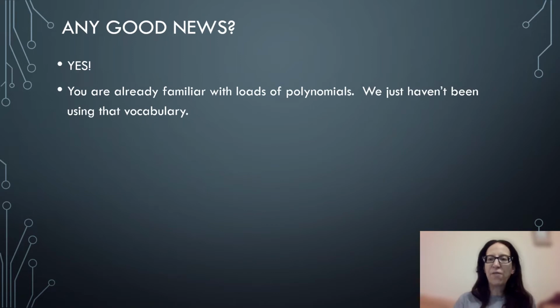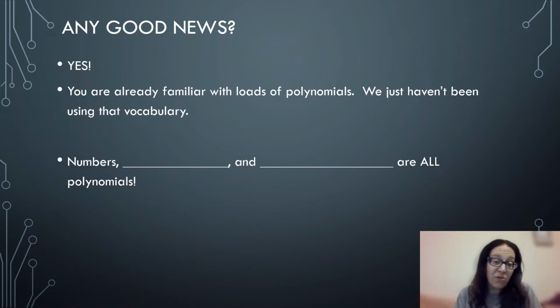You are already familiar with loads of polynomials. We just haven't been using that particular vocabulary word. So you already have a really good basis for what polynomials are. Again, you just haven't used that word. So what we do in this lesson is we just build off of the things that you already know. You already know how to add and subtract and multiply polynomials, just maybe not the ugly ones, but you know how to do it with the basic ones, and then all we need to do is extend that skill.